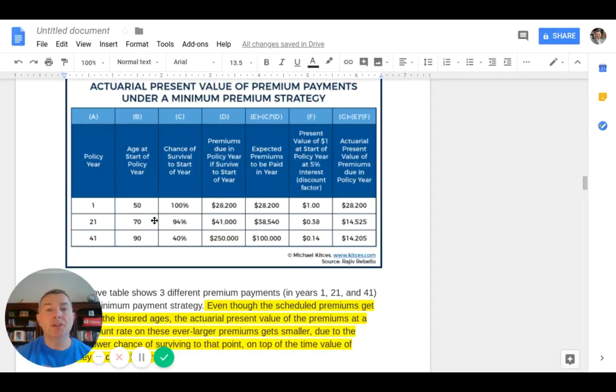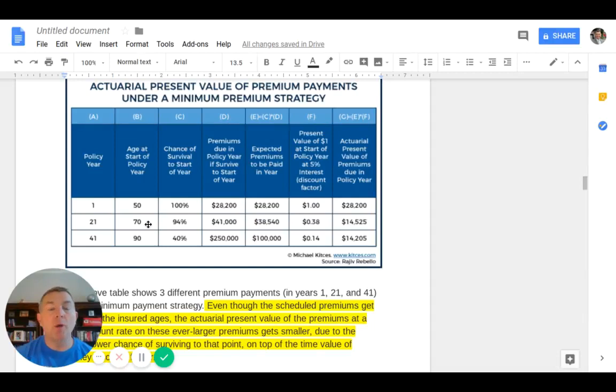We're in the first year. We have a 100% chance of survival. The premium is $28,200. Our expected premium is $28,200. We don't have any discount rate because it's the first year. Our actuarial present value of premiums due in year 1 is $28,200.